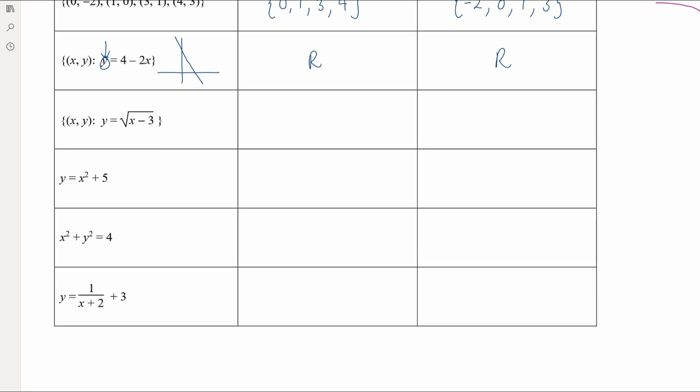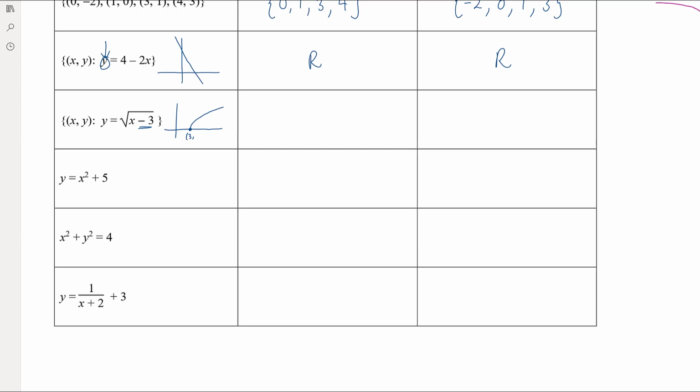So the set of ordered pairs such that y is equal to the square root of x minus 3. Now, being familiar with your gallery of graphs functions is really important here. We're going to need those quite a lot throughout this chapter. So this is a square root graph, and the minus 3 here is translating that graph to the right by 3. So it's a square root graph to the right by 3.